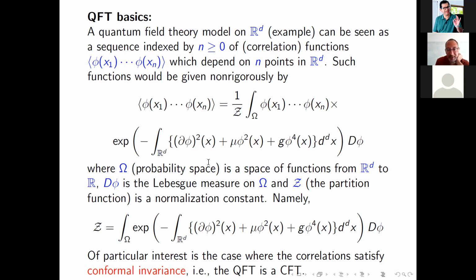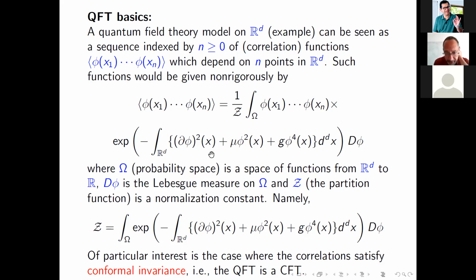So what does that mean? This is an integral over omega. Omega is a space of functions from R^D into R. So this is just for the example of a scalar field. So what do we integrate? Well, we have here d phi. This is the Lebesgue measure on this space of functions multiplied by a weight, which is exponential minus a certain energy, which is obtained by integrating over space, say the square, the fourth power.